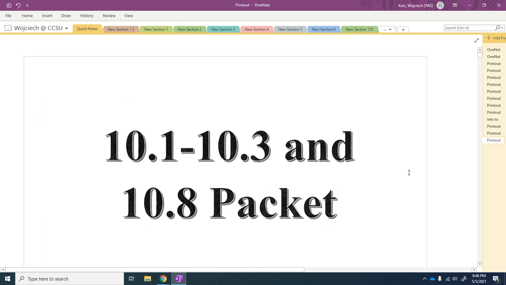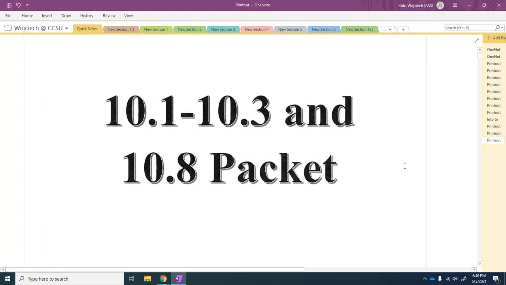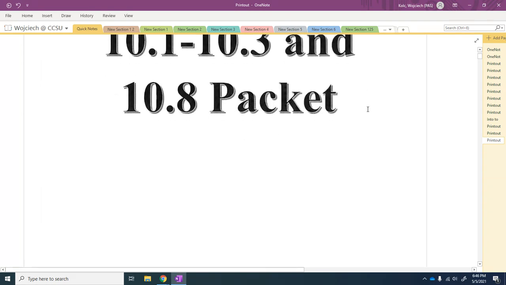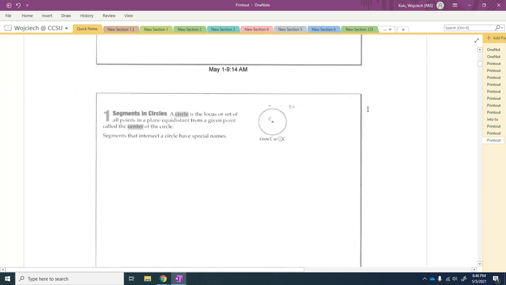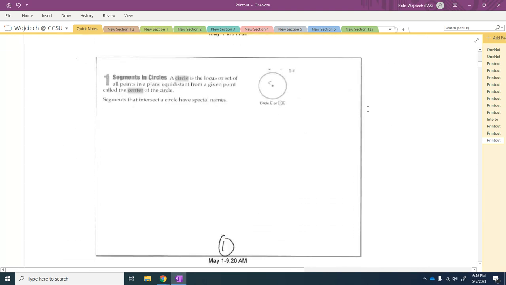This year we will cover 10.1, 10.2, 10.3 and 10.8. And today I will explain section 10.1, which is basically very easy, just introduction to circles. We'll talk about definitions and circumference and area. All right, so we will skip the POD for this video, but let's start with the definitions.